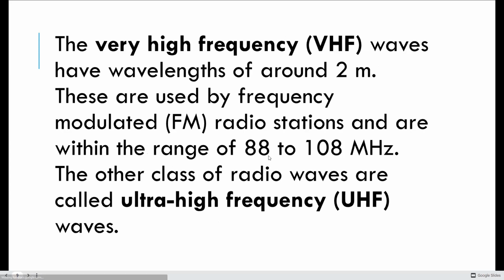Okay, let's continue. The very high frequency, VHF, waves have wavelengths around 2 meters, and these are used by frequency modulated radio stations and are within the range of 88 to 108 megahertz. The other class of radio waves are called ultra high frequency waves. We're actually using VHF and UHF in our radio phones.